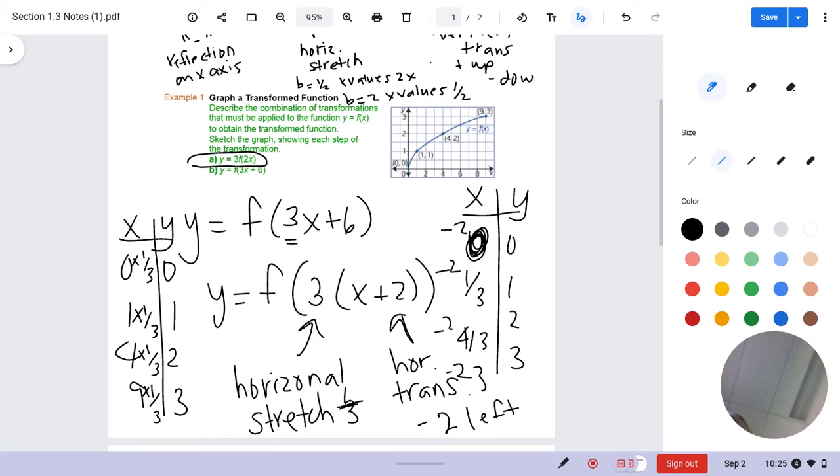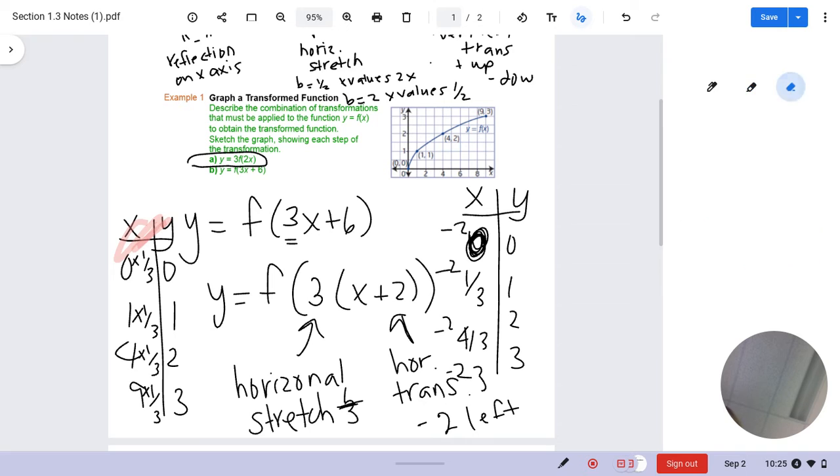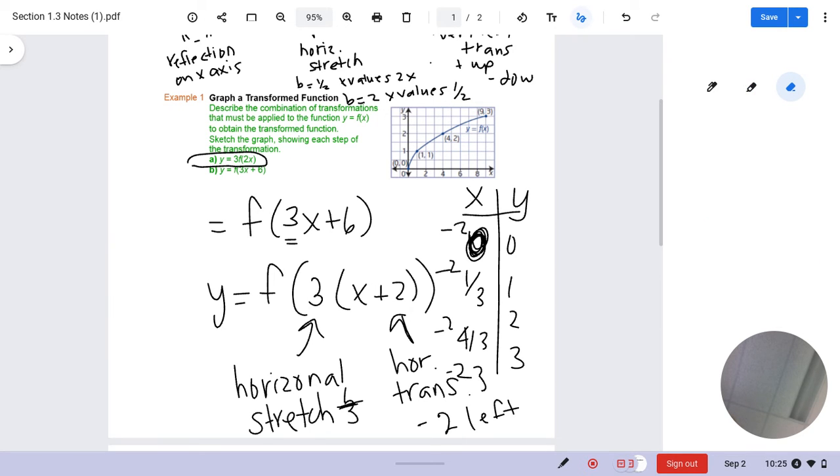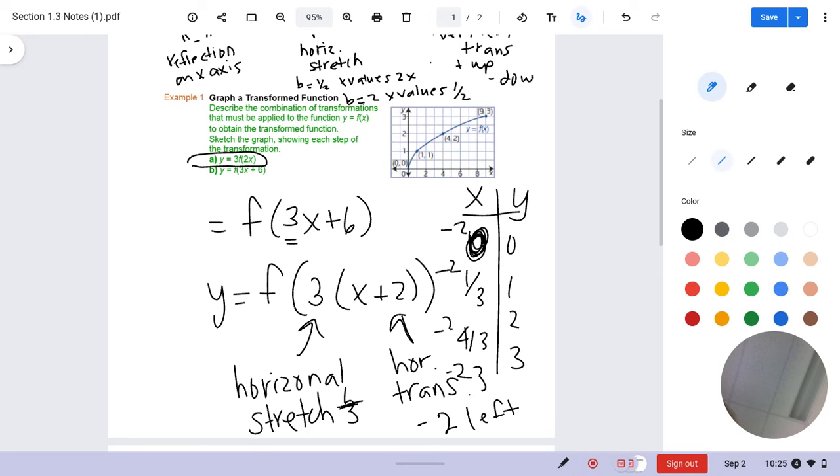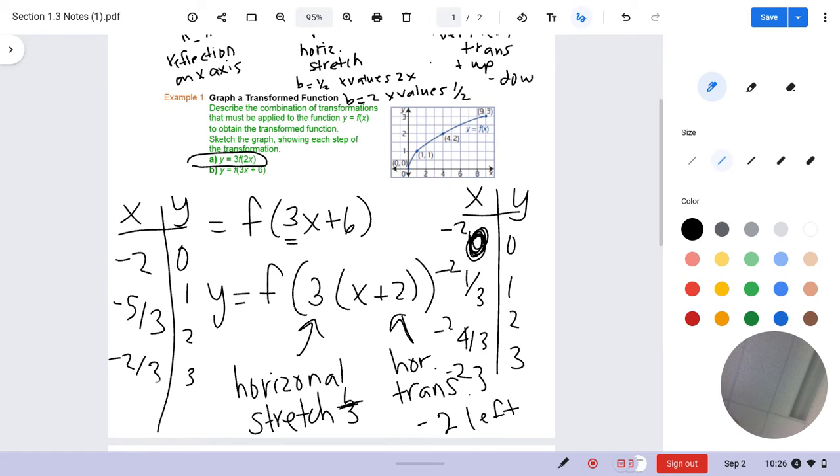So when I subtract 2, I'm running out of space. I'll erase this right here. So my new table, my y's are all still the same. And -2 from 0 is -2. -2 plus a third is -5/3. 4/3 -2 is -2/3.